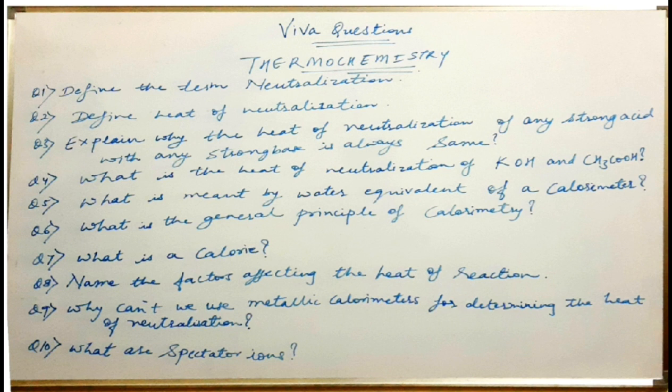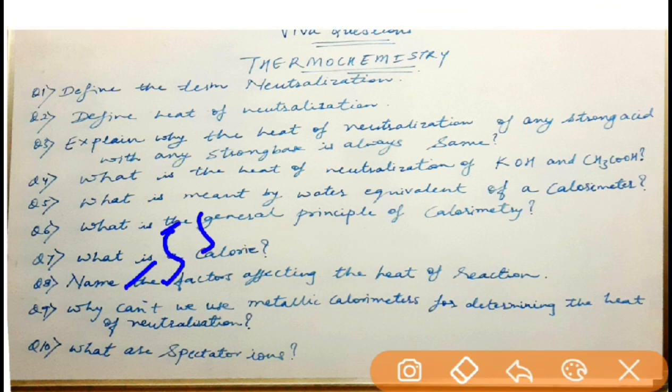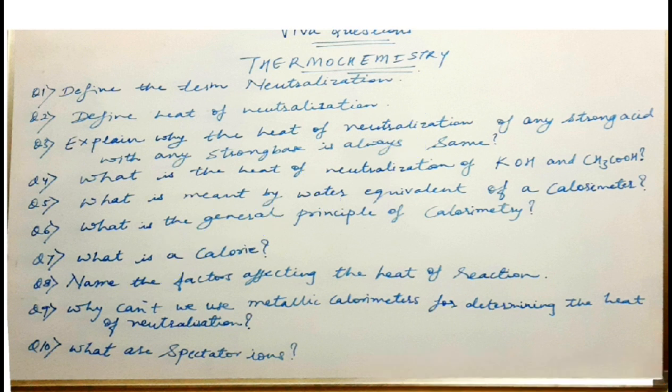What is the heat of neutralization of KOH, potassium hydroxide, which is a strong base, and acetic acid, which is a weak acid? The heat of neutralization in this case is minus 55.23 kilojoules per gram equivalent. So it is definitely less than the amount 57.32 kilojoules, which is for strong acid, strong base. Since there is a weak acid involved there, a certain portion of this energy is utilized for dissociation of the weak acid, and so the value decreases.